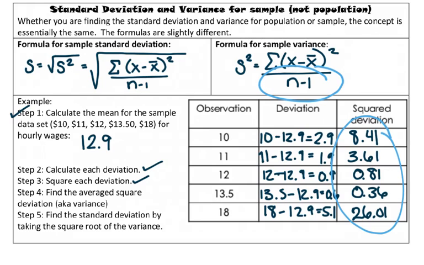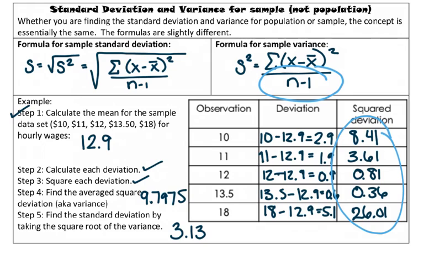Okay, so when I do that, I get 9.7975. I wrote that really ugly. Let me try again. 9.7975. Alright, so now we have the variance, and to find the standard deviation, we're just going to take the square root of that number. So you get 3.13.